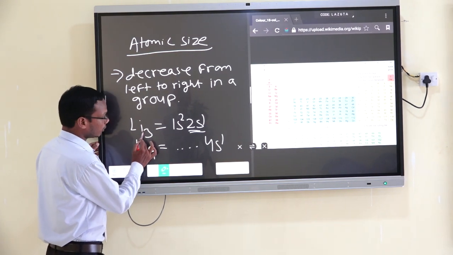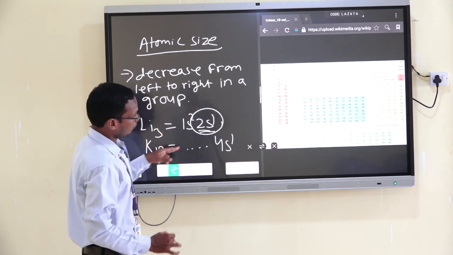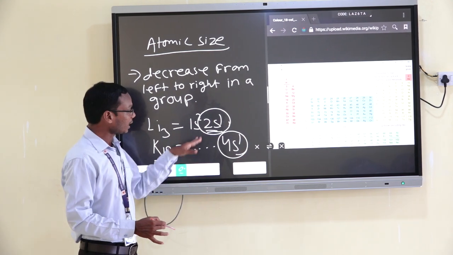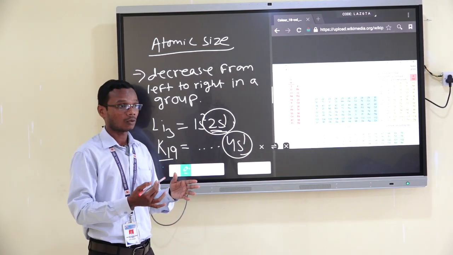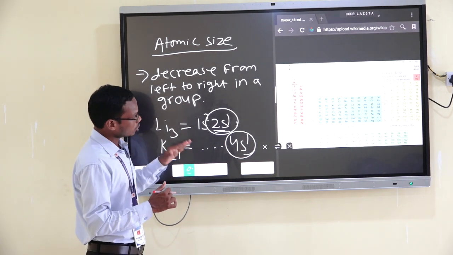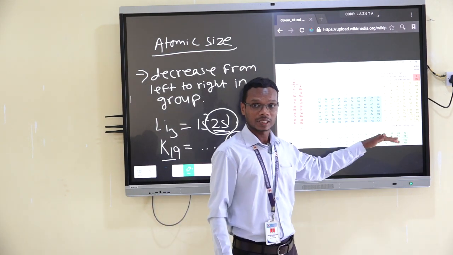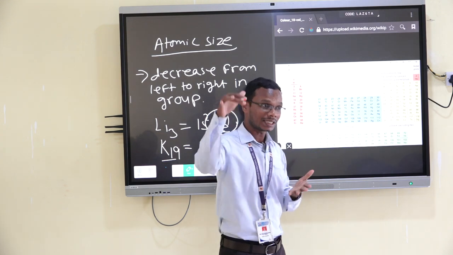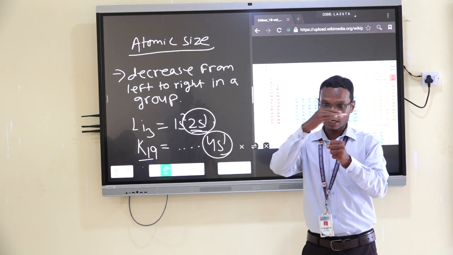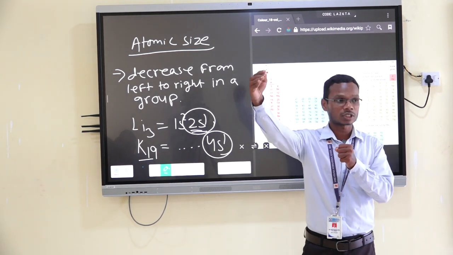Lithium has electronic configuration 2s1 and potassium has electronic configuration 4s1. What are 2s, 4s, 3s? These are subcells or orbitals. Okay. So we conclude that when we move from top to bottom, another cell is added. That means in lithium there are 1, 2 cells, and in potassium there are 1, 2, 3, 4 cells.